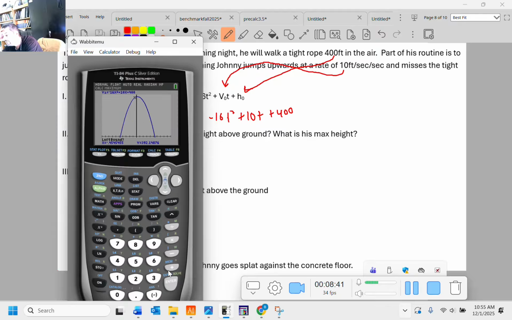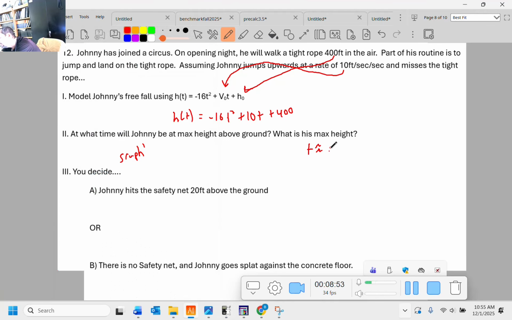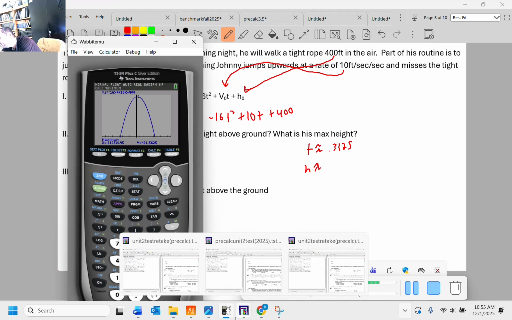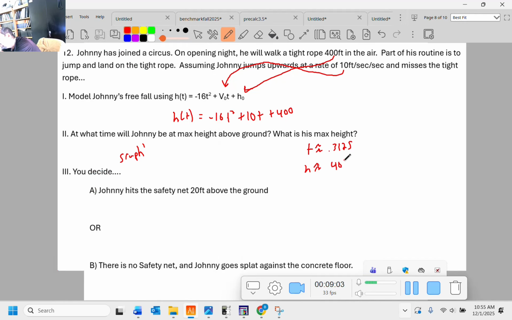I get left, enter. I get right, enter. Enter for a guess. The time is about 0.3125. That's the height. Double squiggly means about. I'm sorry you didn't learn anything in geometry, but that's also on you. 401.5625. There you go.